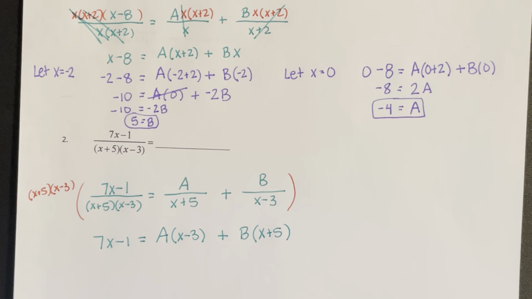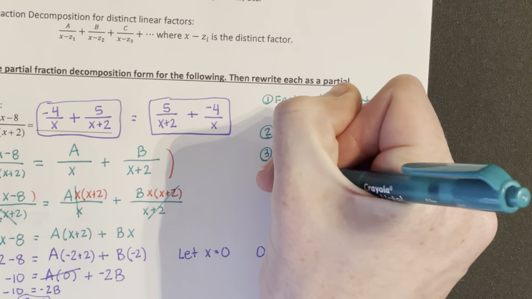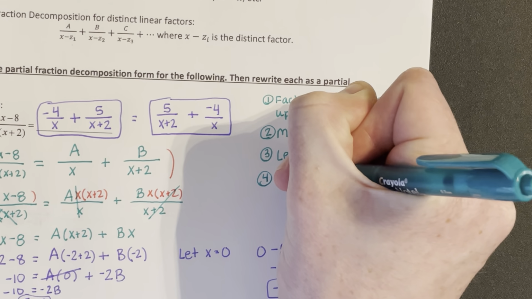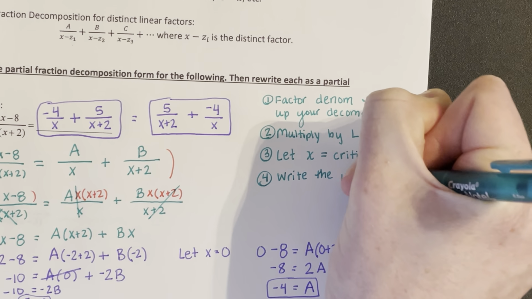Now we can let x be our critical value. So that was the last thing there. Really the last thing would be to write the partial fractions.